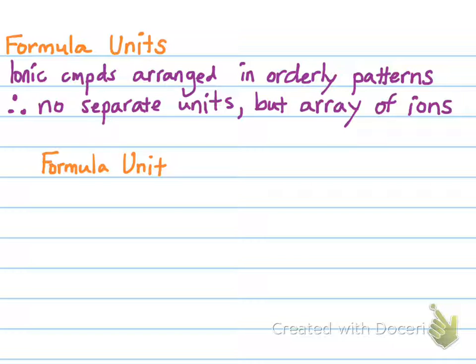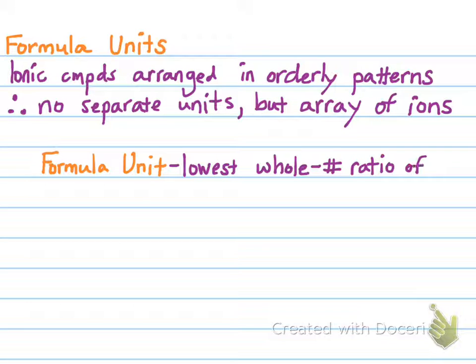So, when we're talking about ionic compounds, even though they exist as these three-dimensional repeating patterns that oftentimes form crystals, we always talk about what's called a formula unit, which is the lowest whole number ratio of ions in an ionic compound.